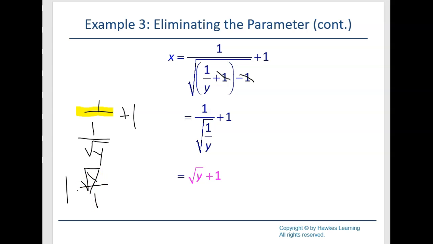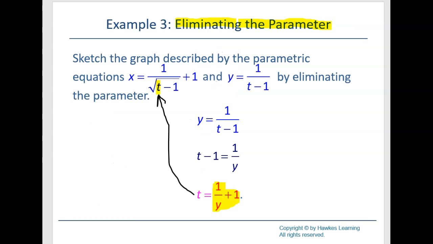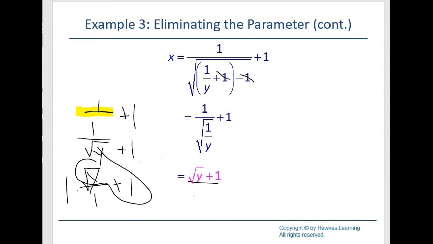So I end up with 1 over the square root of, I'm going to put that plus 1 in there, 1 times the square root of y over 1, plus 1. And these 1's are not going to do anything. I'll just get the square root of y plus 1, which is what we got for our answer. So what does that mean? That means our original parametric equation and what we got when we eliminated the parameter should give us the same graph.